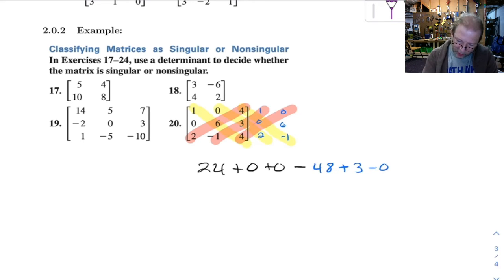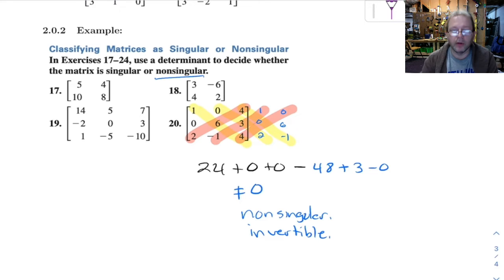So what do I get there? 24 minus 48. It doesn't really matter what the actual number is. That's not 0. Therefore, the matrix is non-singular. It's invertible. They're using singular versus non-singular here. The thing to remember is singular and invertible mean the opposite. Non-singular and invertible are the same.